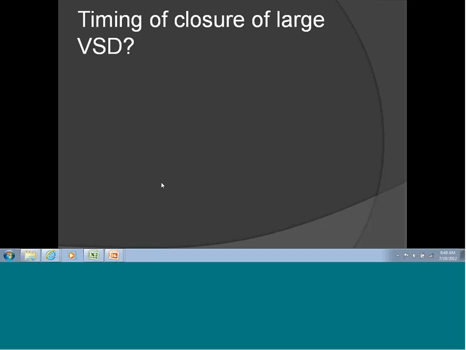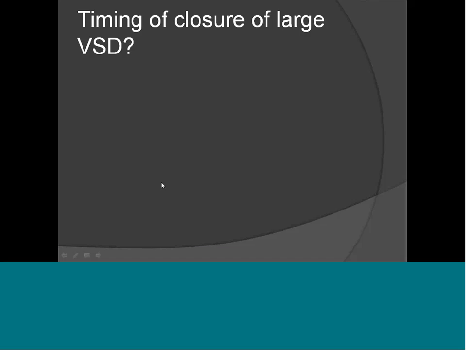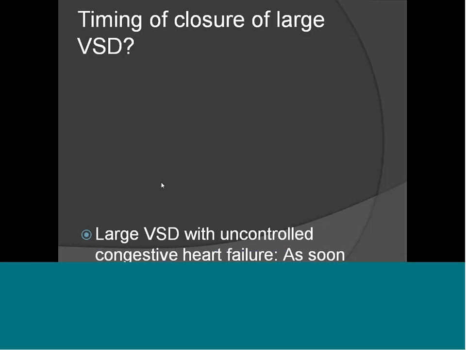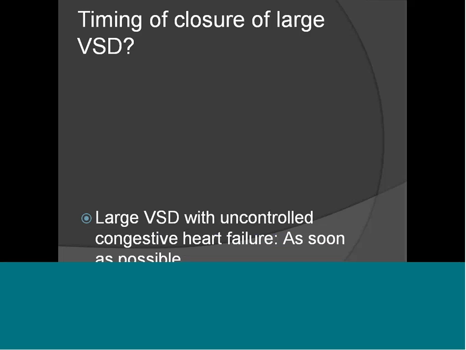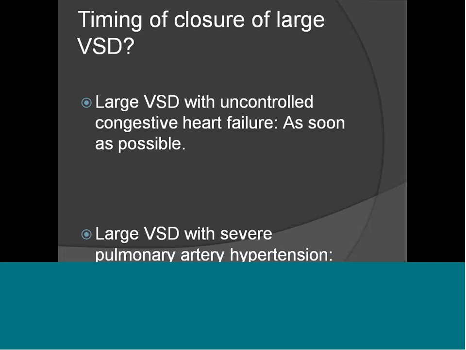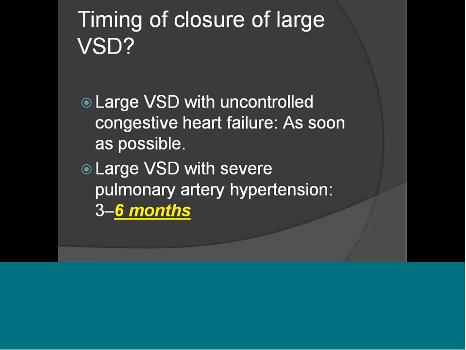So the outer limit, when is the maximum you would reach? And the answer is 6 months. The maximum you would reach with a large VSD is 6 months. However, if you have a large VSD which has uncontrolled heart failure, you've given digoxin, you've given Lasix, you've given enalapril, you've treated respiratory infection, you corrected his anemia, and he still has intractable heart failure, just not able to feed, not gaining weight, close it off.